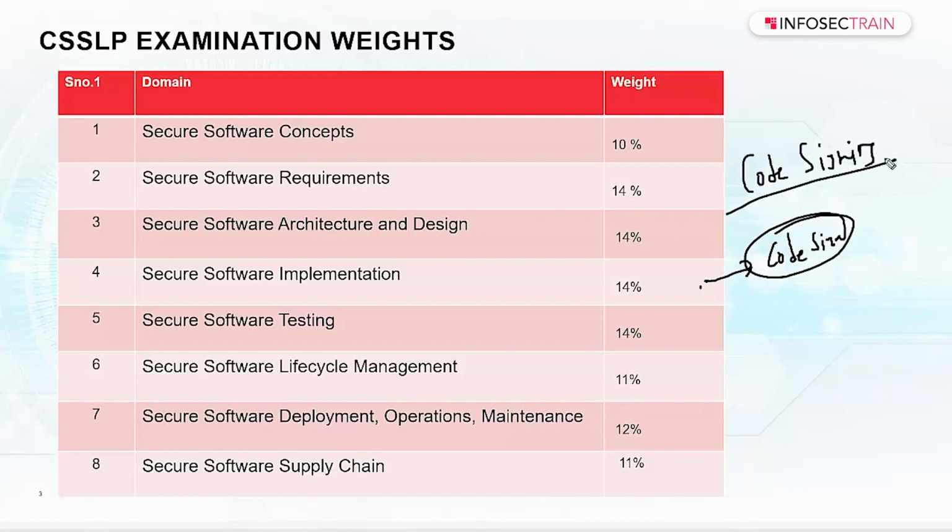Then another important topic is SCA, which stands for software composition analysis. Then we have logical review of the code. That is another important topic, along with how to apply security during the build process, like anti-tampering, compiler switches, and compiler security. That is part of domain 4.